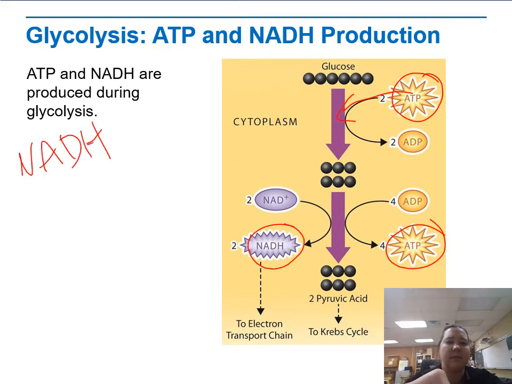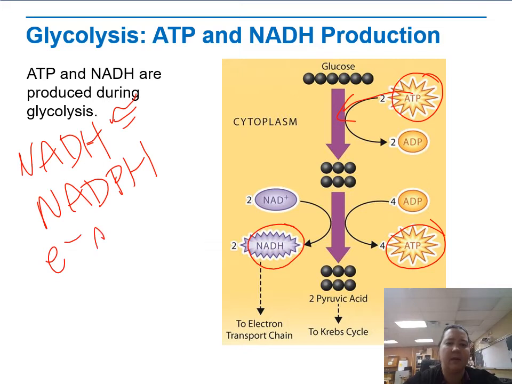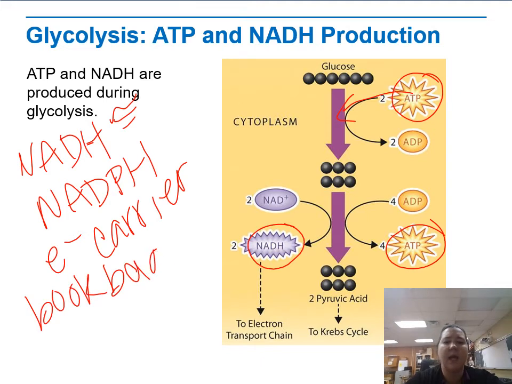Now NADH is basically the same thing as NADPH. It's an electron carrier. That's the book bag. It's picking up energy to then go be used later. If you remember from the last lecture on photosynthesis, NADPH picked up energy in the light-dependent reactions and shuttled it to the light-independent reactions. Here, the NADH is going to shuttle that energy to the last step, the electron transport chain.